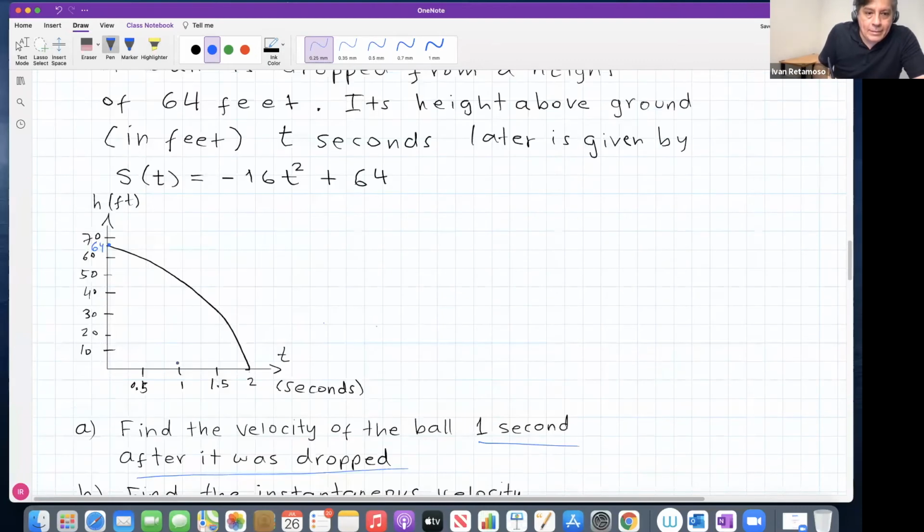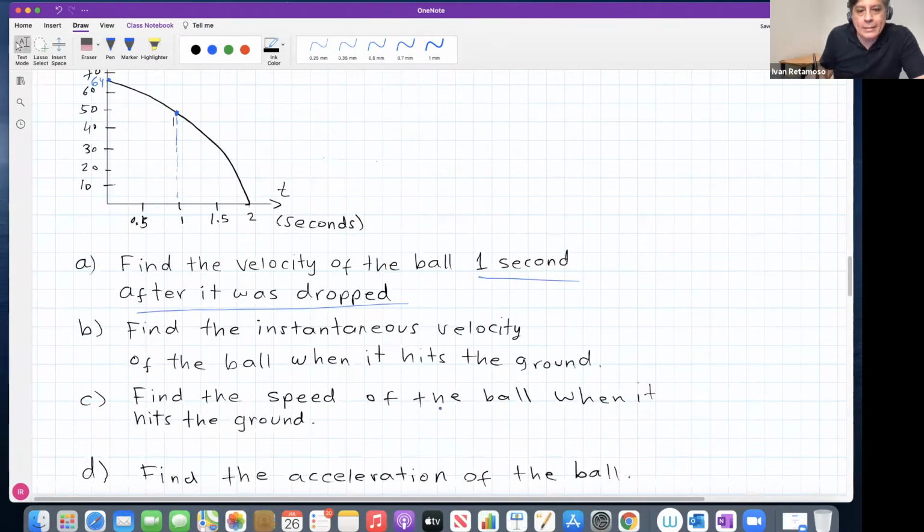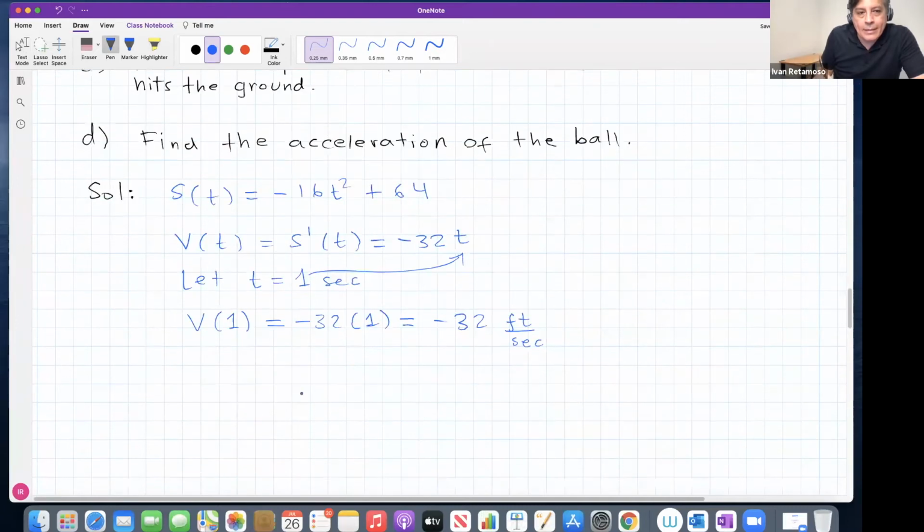So let's say 1 second is here. After 1 second, this is falling. Notice less and less distance over time. Distance is decreasing over time. That is why the velocity is negative. So this answers part A. Let's answer part B.